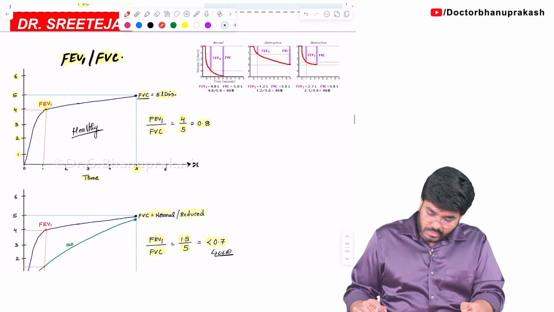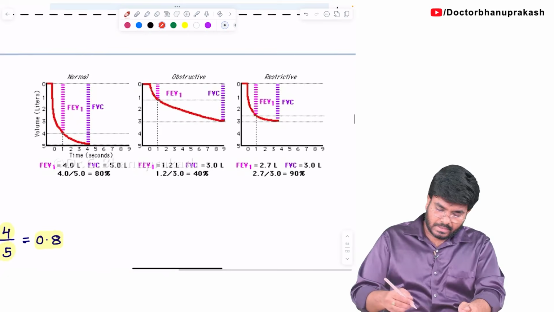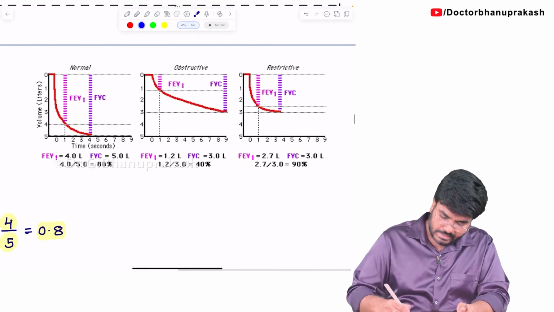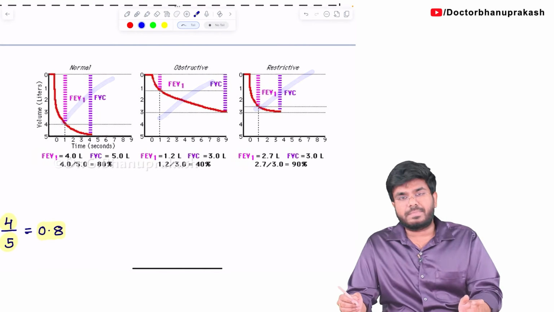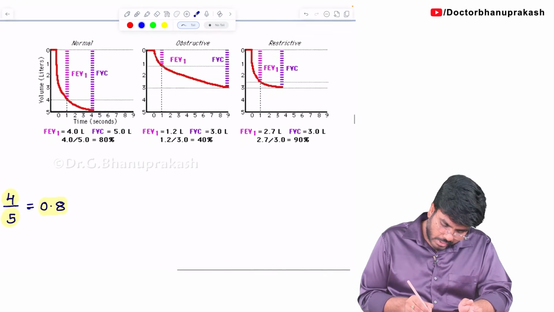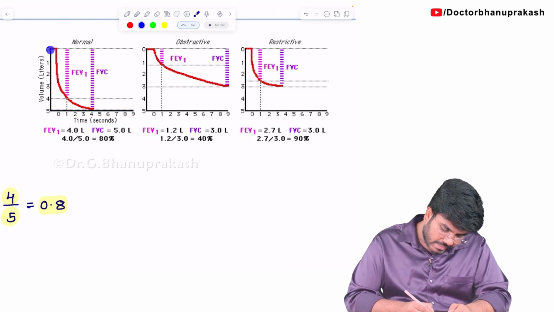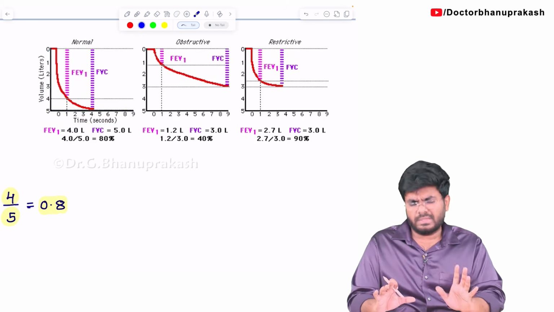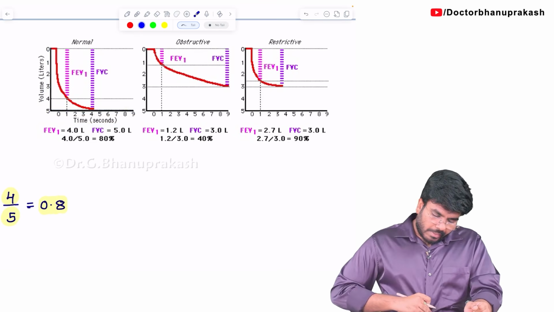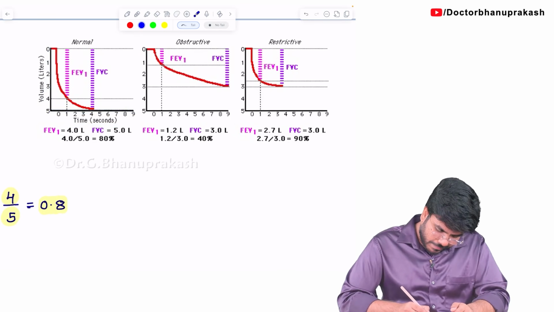Next up, how is the question going to come up in your exam? They might give you these three curves. And what we are discussing, on the x-axis we are talking about the time, how many seconds, and on the y-axis we are talking about the volume. In a normal individual, let's say this is the normal FVC.